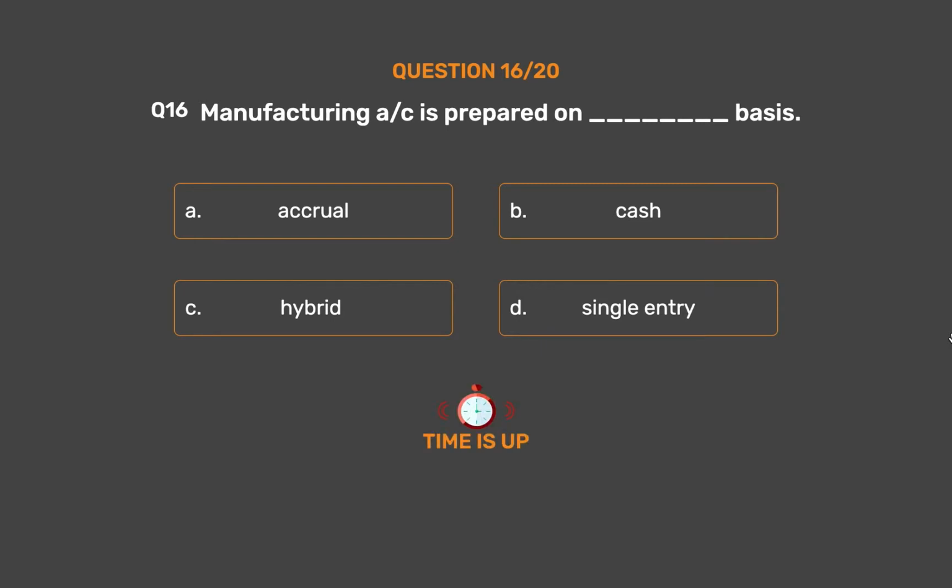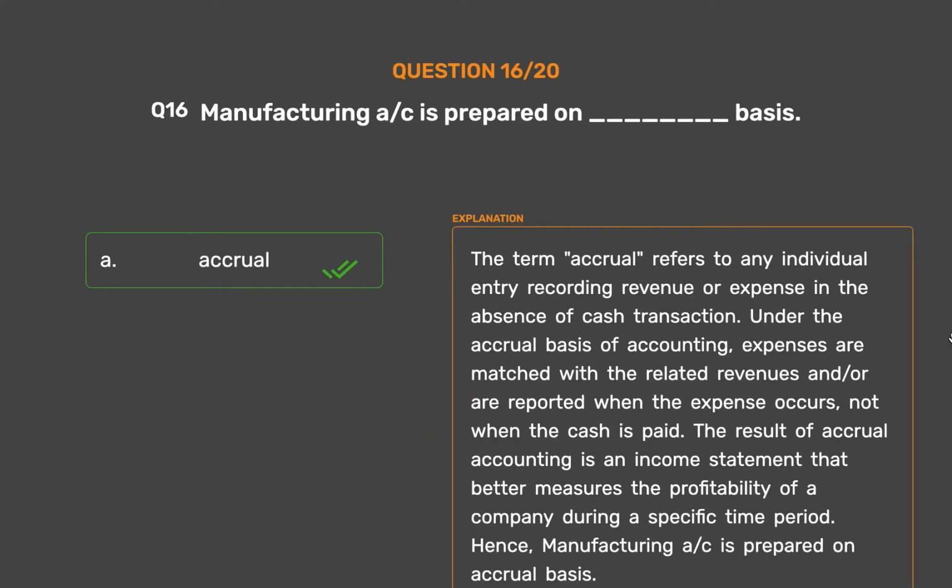The correct answer is Option A. Accrual. The term accrual refers to any individual entry recording revenue or expense in the absence of cash transaction. Under the accrual basis of accounting, expenses are matched with the related revenues and are reported when the expense occurs, not when the cash is paid. The result of accrual accounting is an income statement that better measures the profitability of a company during a specific time period. Hence, manufacturing A/C is prepared on accrual basis.